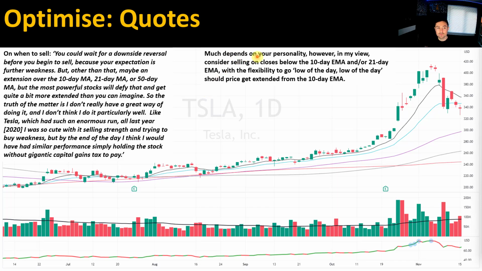However, in my view, so talking about me here, in my view, consider selling on closes below the 10-day EMA and/or 21 EMA, with the flexibility to go lower the day should price get extended from the 10 EMA. So these are my own sell rules, okay? For me, randomly selling into strength because I think a stock is extended, I personally don't think is optimal. I just don't think it's optimal.